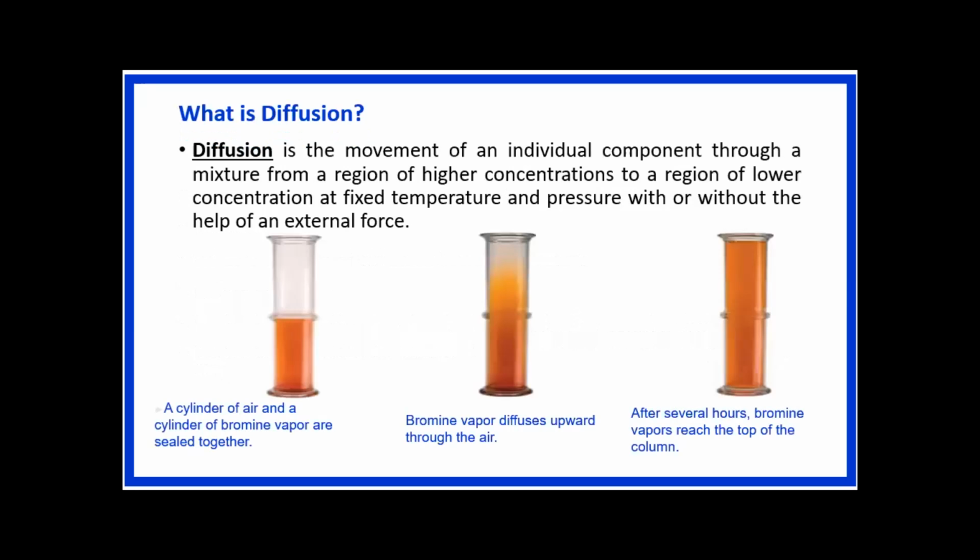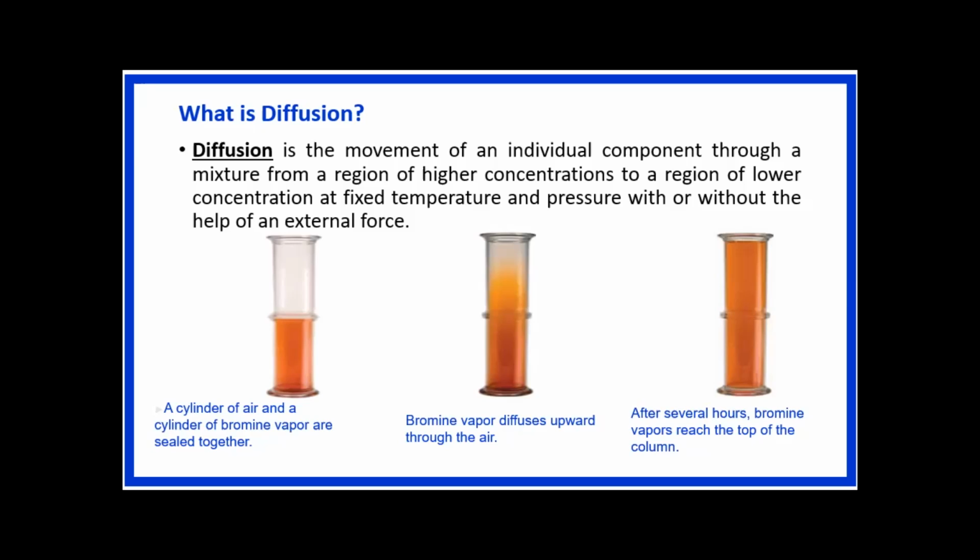Now let us discuss what exactly diffusion is. From the definition point of view, it is the movement of an individual component through a mixture from a region of higher concentration to a region of lower concentration at fixed temperature and pressure with or without the help of an external force. So it is the movement of components or molecules from a high concentration region to a low concentration region at fixed temperature and pressure conditions. So diffusion may occur with or without an external force.